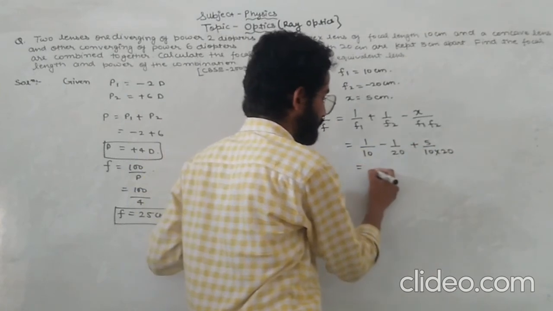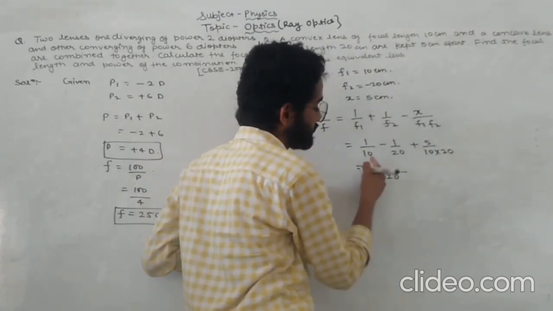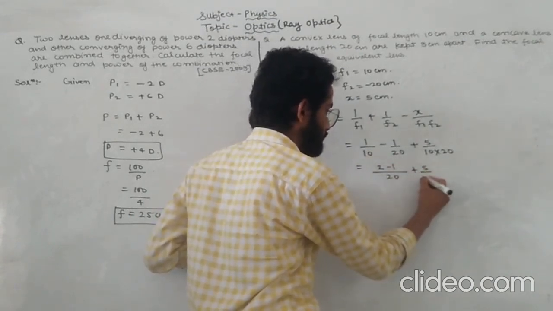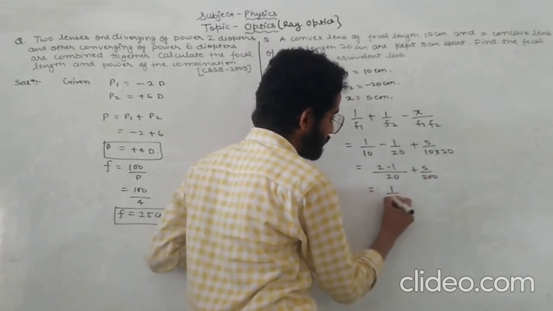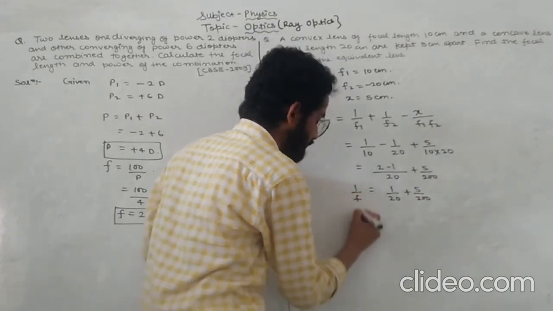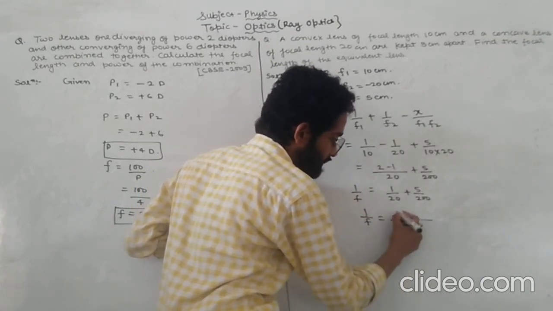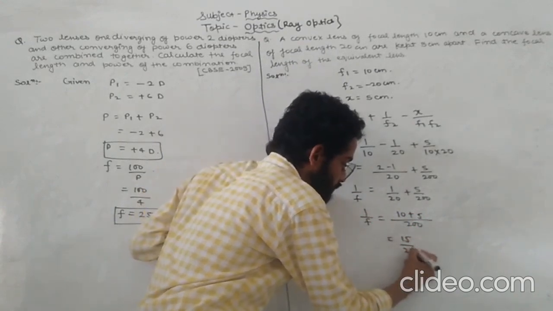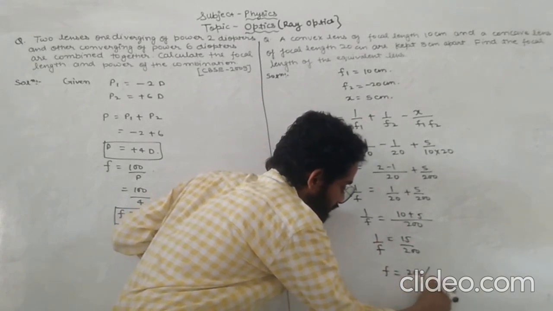Taking 20 as the LCM of these two, we get 2 minus 1, plus 5 by 200. This can be written as 1 upon 20 plus 5 by 200. Then 1 upon f is 10 plus 5 over 200, which is 15 upon 200, that is 1 upon 5. So f is equal to 200 upon 15.